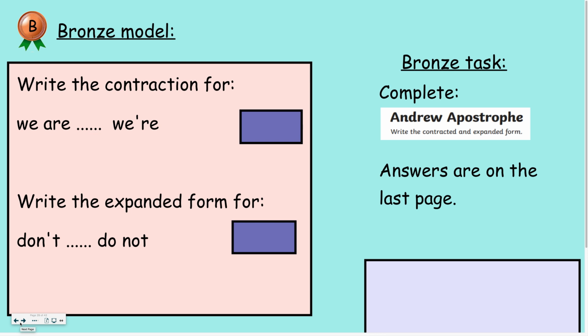You can just do the bronze, or you can do the bronze and then move on to the silver if you'd like to, or do the silver and move on to the gold. And I always say to my class that they need to do at least the gold before they try the challenge, just so that they know that they are secure in trying that before they move on. So if you'd like to have a go at the bronze, then do your apostrophe sheet now. If you'd like to have a look at the silver, I'm going to play that for you now.